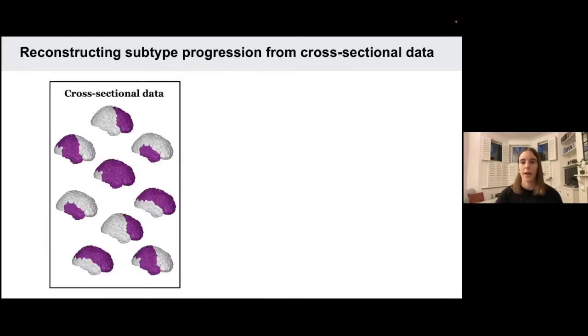So if we quickly revisit our previous example to build up an intuition of how this could be possible from cross-sectional data. So now, instead, we'll consider a cross-sectional data set where individuals have different disease stages, and these come from several different disease subtypes. So this time, the only assumption that we'll make is that the disease progression is monotonic. So each biomarker or region can only get worse with disease progression.